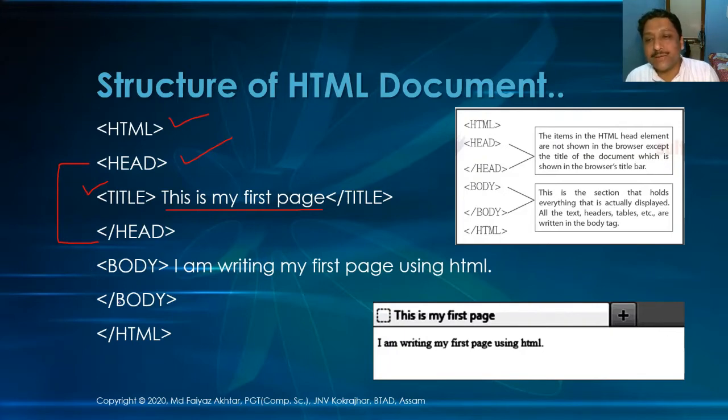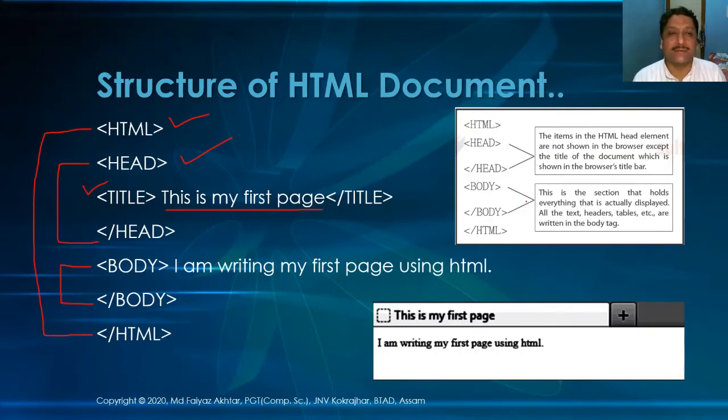Now the body tag is opened, and within the body tag whatever we write will be displayed on the page of the browser. We can write as much as we want here, and the whole text goes to the main page of the web browser. And then we have to close the body tag. And then finally, the HTML tag which we opened at the start of the HTML code, at the last we have to close this tag. Like this we have to create an HTML document.